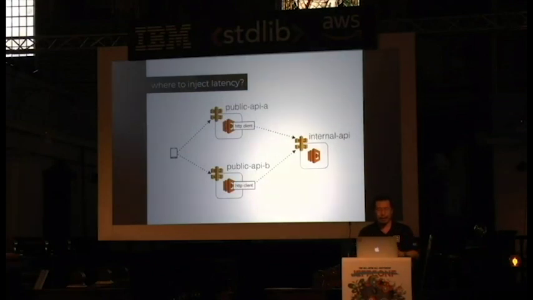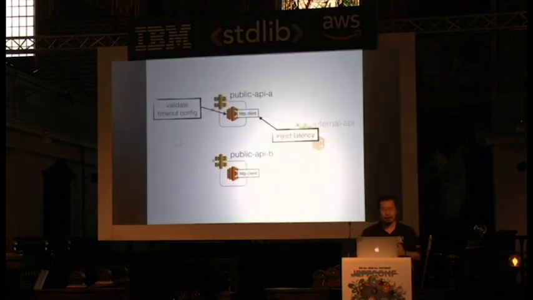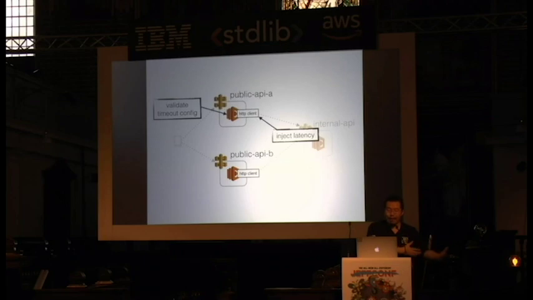So then how do we inject failures into our Lambda functions? Suppose I've got a very simple setup here of 2 user-facing APIs, each one of them with API Gateway and Lambda, and both of them are talking to some internal API I have, which is also written with Lambda and API Gateway. And the hypothesis is that, say, public API A is handling timeouts from the internal API gracefully, so that it's able to, say, use the fallback value instead.